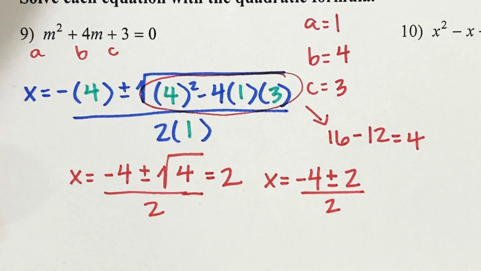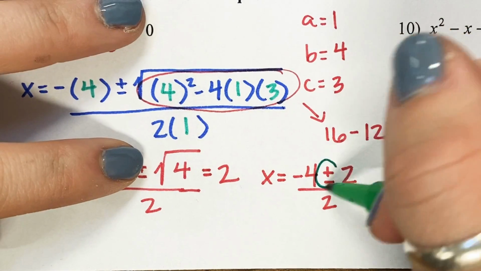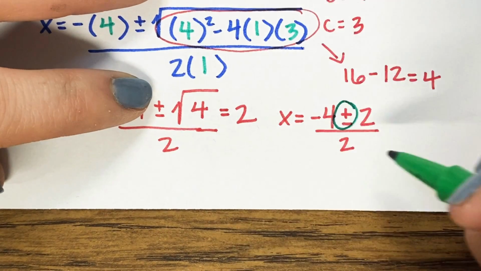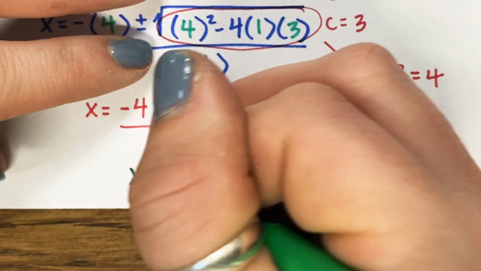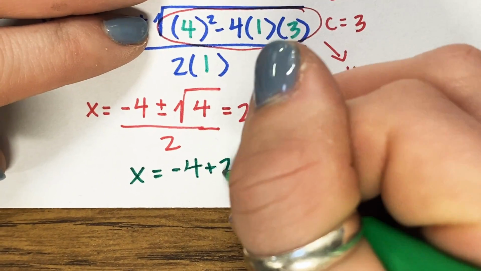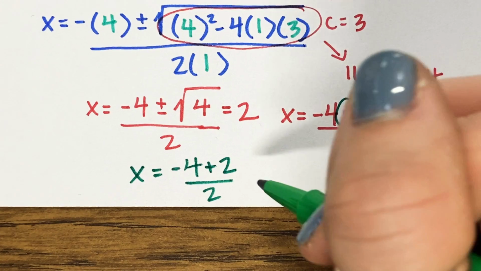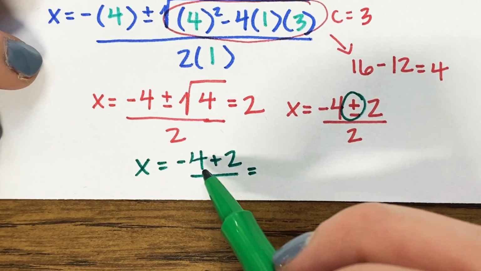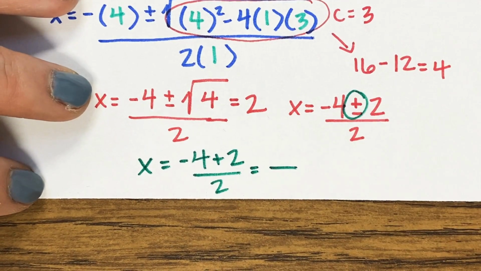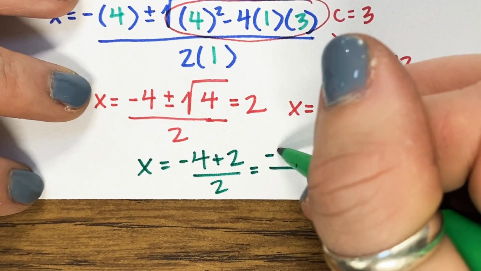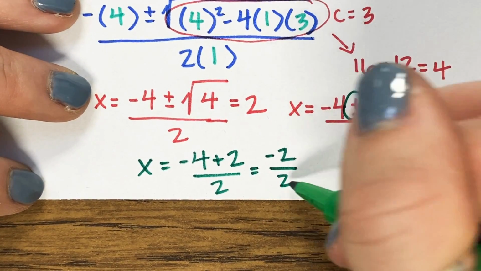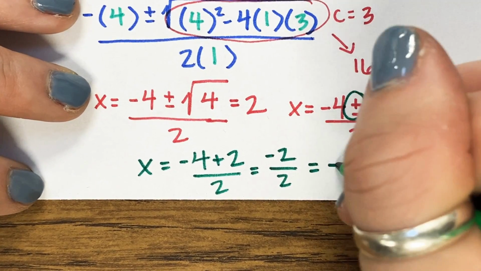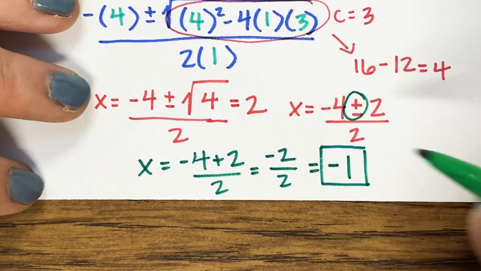Okay, so now this little piece right here, this plus or minus, this is what gives us our 2 answers. So I have my first answer as x equals -4 plus 2 over 2. Okay, so we're going to solve our first answer first. Okay, what is -4 plus 2 on top? -4 plus 2. It's going to give me -2. Okay, 2 on bottom. Well, what is -2 divided by 2? It's just -1. Okay, we found our first answer.